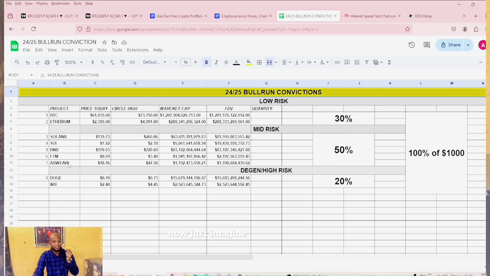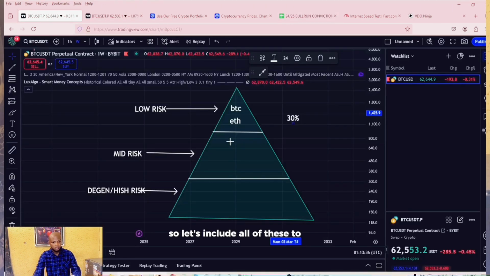You can just imagine Solana in 2020. I had people who bought Solana for $8. Now Solana is ranging around $140, $145. So imagine how far we've come. It's not even up to a year, and it's already doing big things. So I believe Arweave is going to go super parabolic this whole cycle. So let's include all of this.